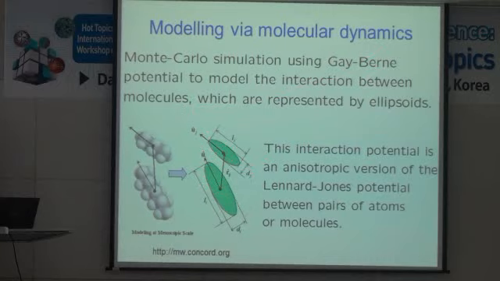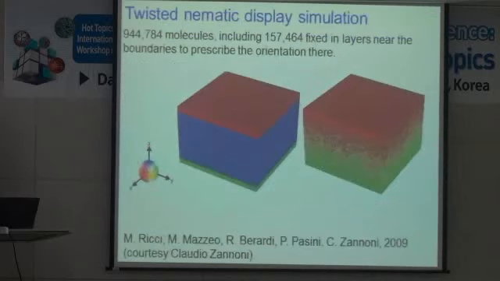The interaction potential depends on the distance between the molecules and their relative orientation. It's a sort of anisotropic Lennard-Jones potential. Here it's in fact a simulation of the twisted nematic display done with almost a million molecules.